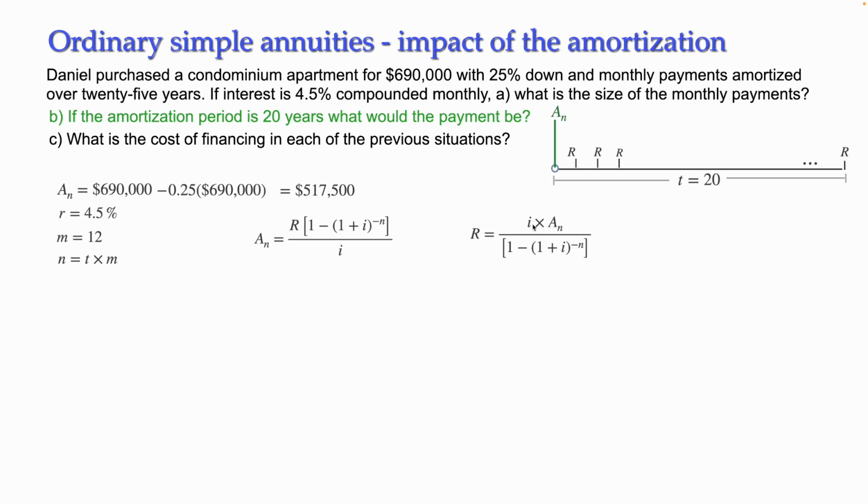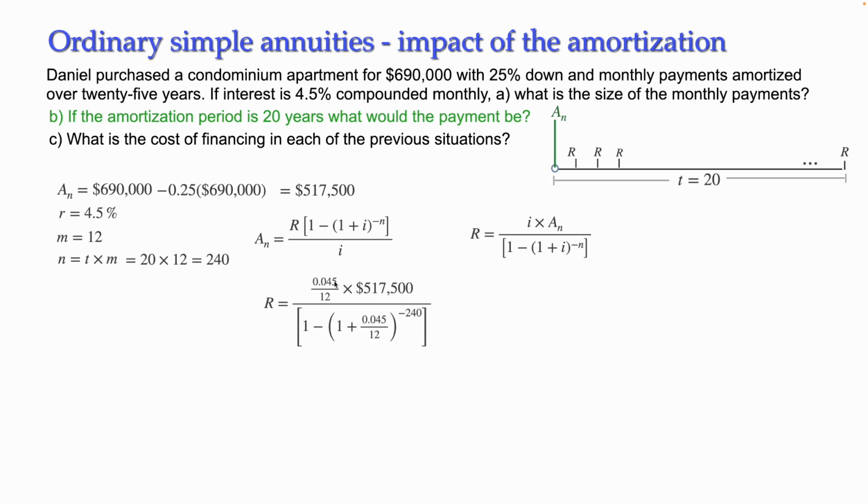So everything will be the same. We are going to be using the same formulas, but the only difference is now that t will be equal to 20. So when I'm finding n, I'm going to multiply 20 times 12. This is 240. So let's type it here, n equal to 240. We are going to do the same. We are going to substitute everything again, but this n will be 240.